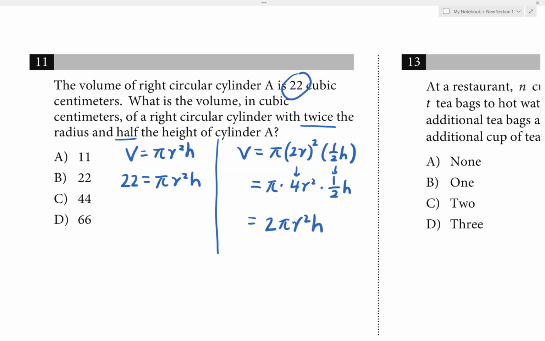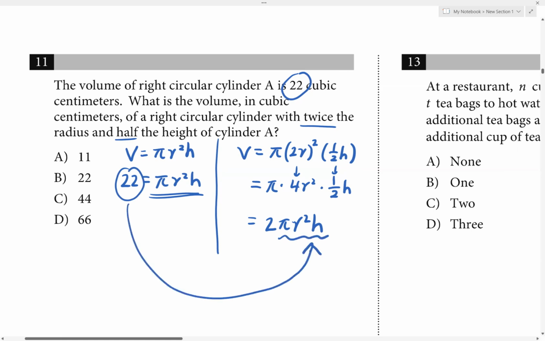And what do we know? We know pi r squared h, compared to the original cylinder, the volume is 22, so pi r squared h should be 22. So here we can just do a substitution to replace the pi r squared h with 22. So pretty much the new cylinder's volume should be double the original cylinder.